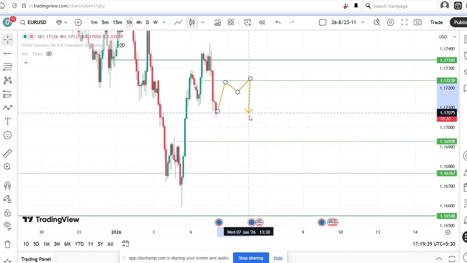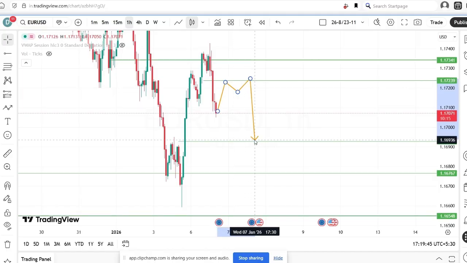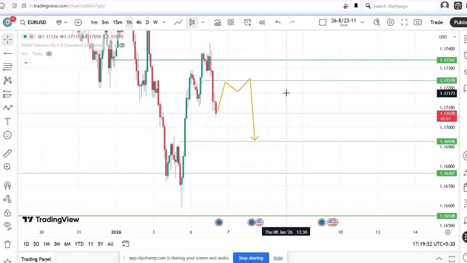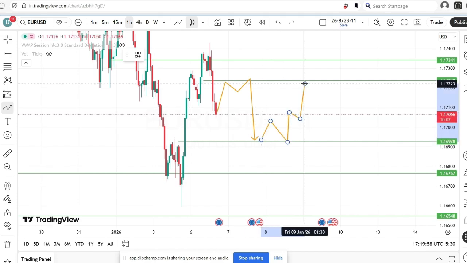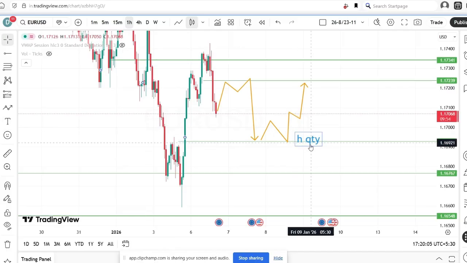Now we have to look for a retracement till here and a resistance, a bearish type of move. Then we have to look for shorting opportunities in here, and that too in half quantity. You can take in full quantity because the trend is on the downside. In here we have to look for buying opportunities in half quantity for buying.